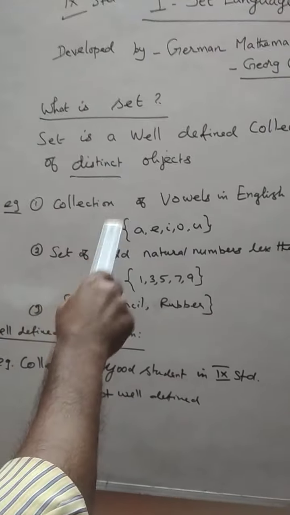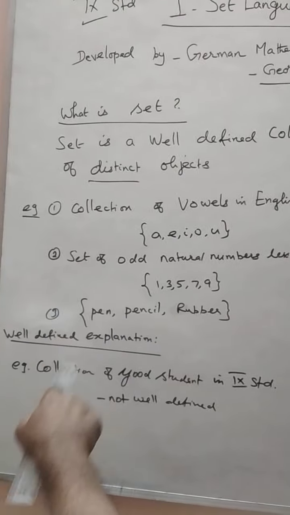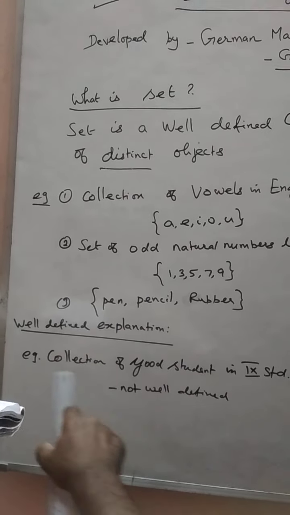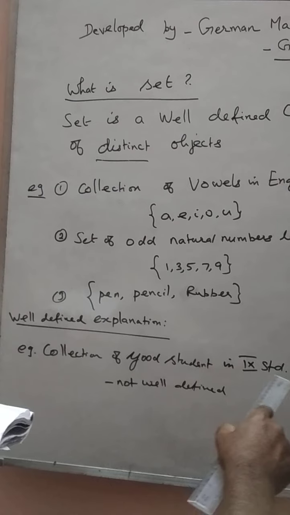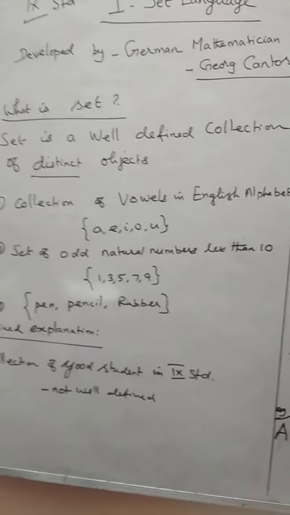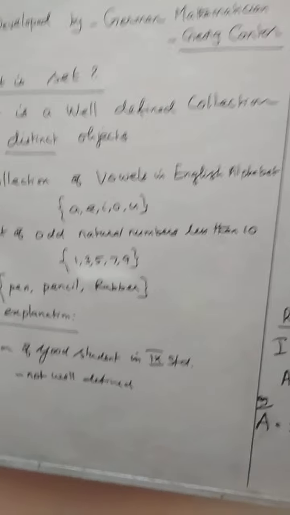Then we have to define what is well defined. For example, collection of good students in 9th standard. This is not well defined, since I can say one of the students, Raju, is a good student, but another teacher refuses this. She said Raman is a good student.